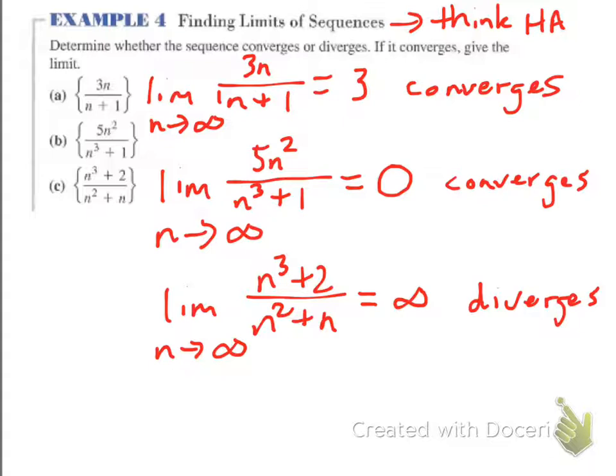So that's the exact same process. Now, if we were to graph this, there would be no horizontal asymptote for this problem, because the limit would be infinity, and you can't graph that.